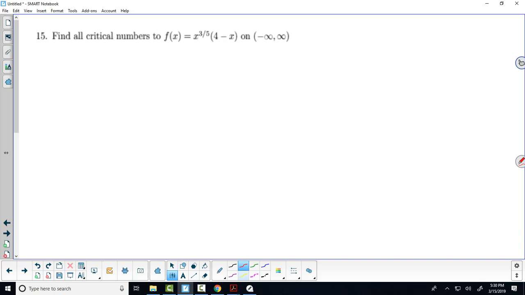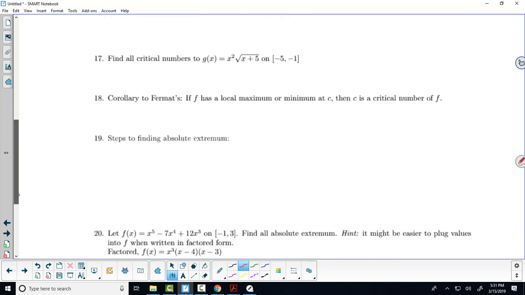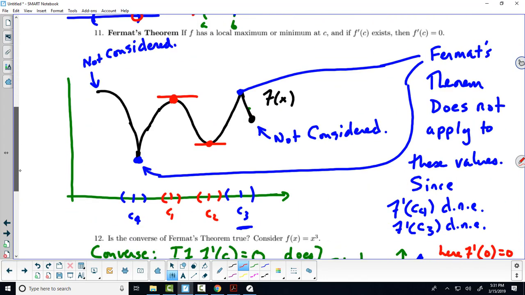Okay, folks, so this is number 15. I have moved it over to its own page, and we're asked to find all critical numbers of this function right here on the interval from minus infinity to infinity. So just to recap, what were our critical numbers?